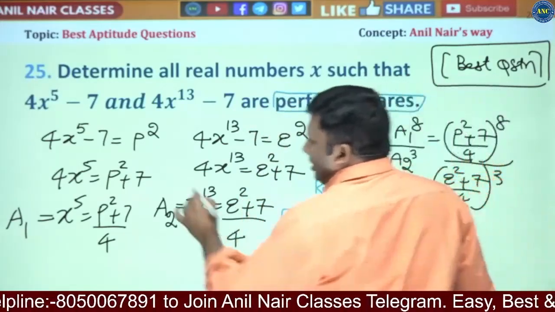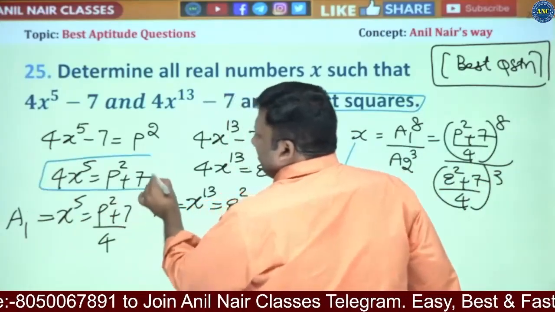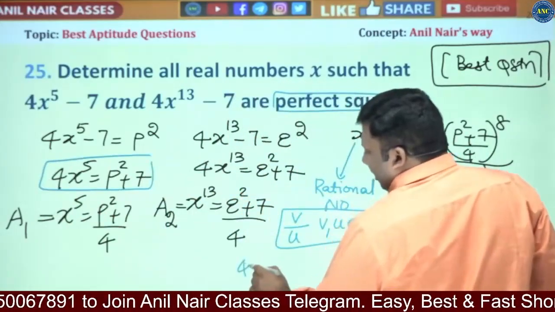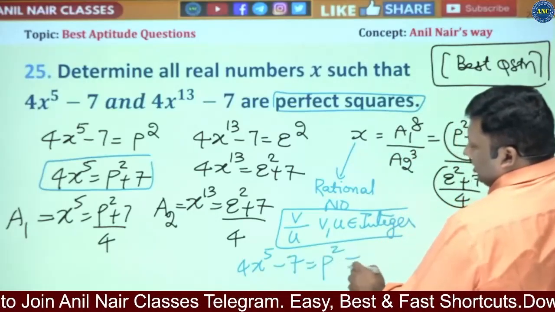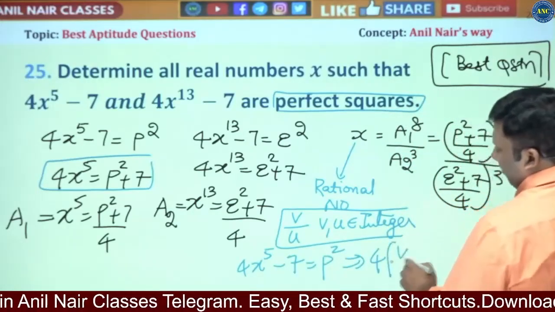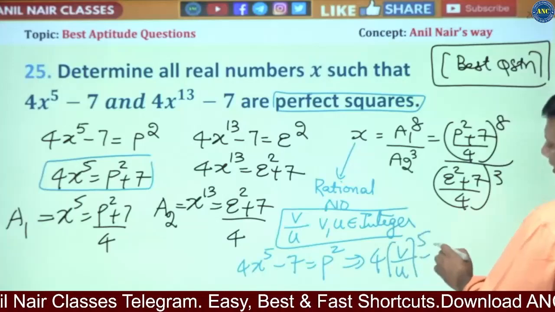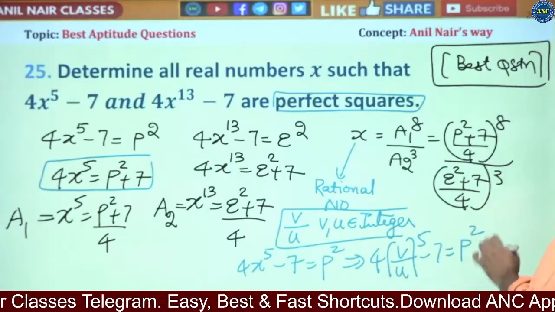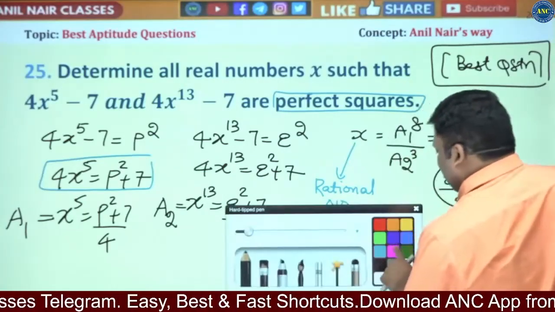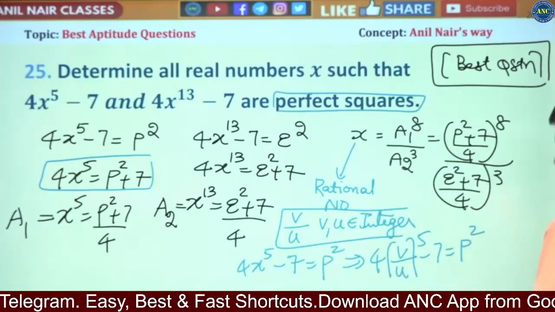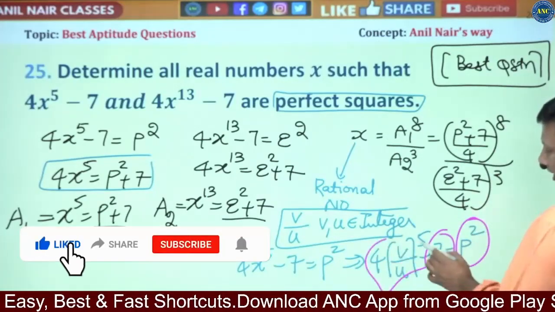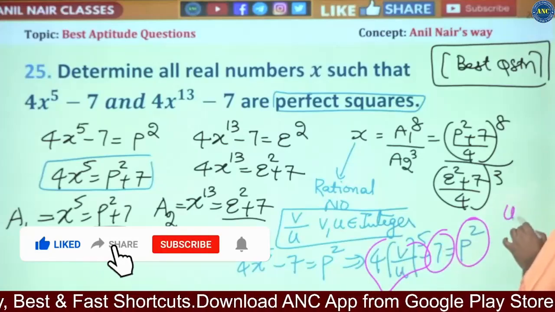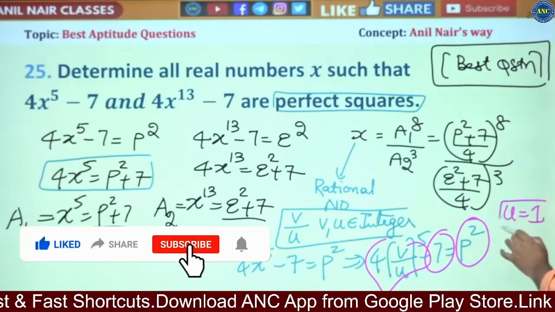Square, it is an integer. 4x^5 minus 7 is equivalent to p square. 4 into v by u power 5 minus 7 is a perfect square. That means, listen carefully, here it is an integer, here it is an integer. This should be an integer. Only possible when u is equivalent to 1.